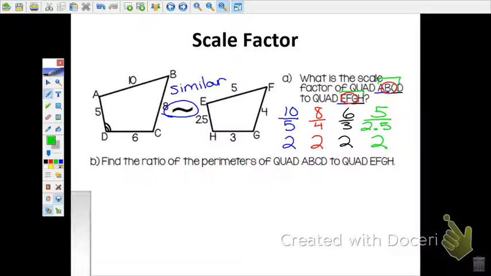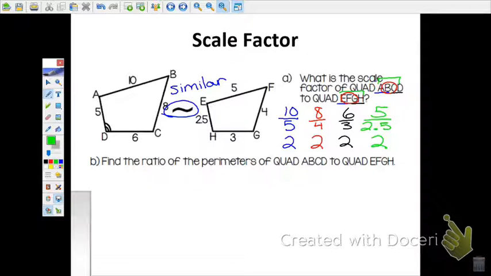So again, as long as you are taking one pair of corresponding sides, you can find the scale factor because we knew they were similar. We were told they're similar, which means their scale factor is always going to be the same. So knowing they were similar, I would have only had to show one pair.